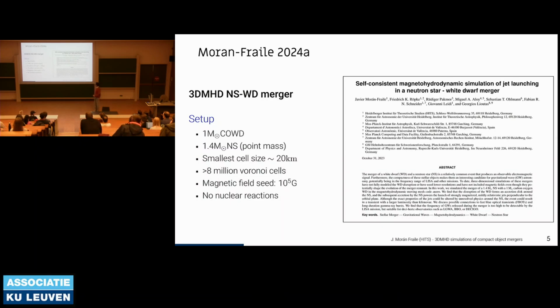So this is a pretty high resolution simulation. The number of cells doesn't really tell you too much because the cells are different sizes everywhere, but this is a pretty high resolution simulation.